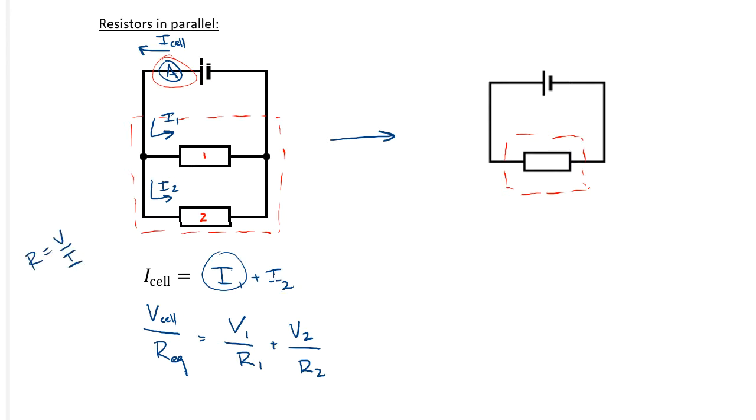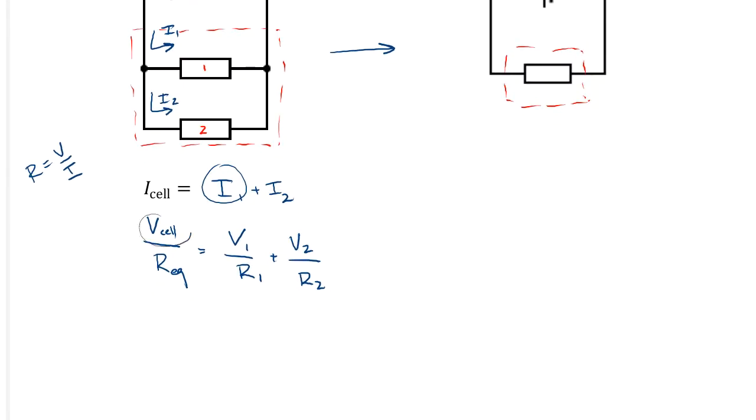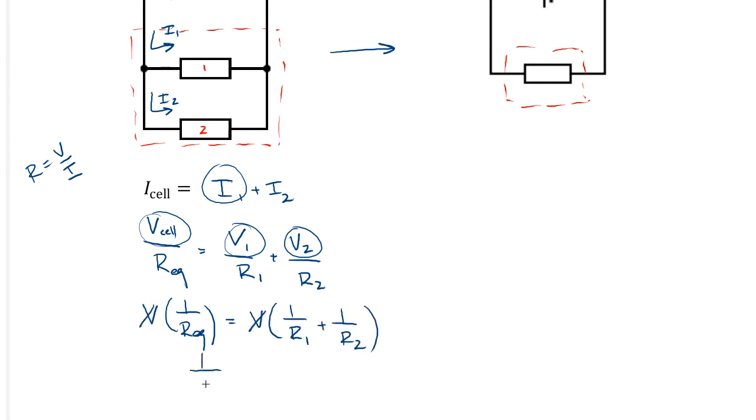Now in this case, because we know from our previous lessons that the potential difference across resistors in parallel is the same, and that's going to be equal to the potential difference across the cell, all of these potential differences are the same. V cell is equal to V1 is equal to V2. So I'm just going to call that V, and I'm going to factor that out. And now if we cancel those, we can see that 1 over the equivalent resistance is equal to 1 over R1 plus 1 over R2.